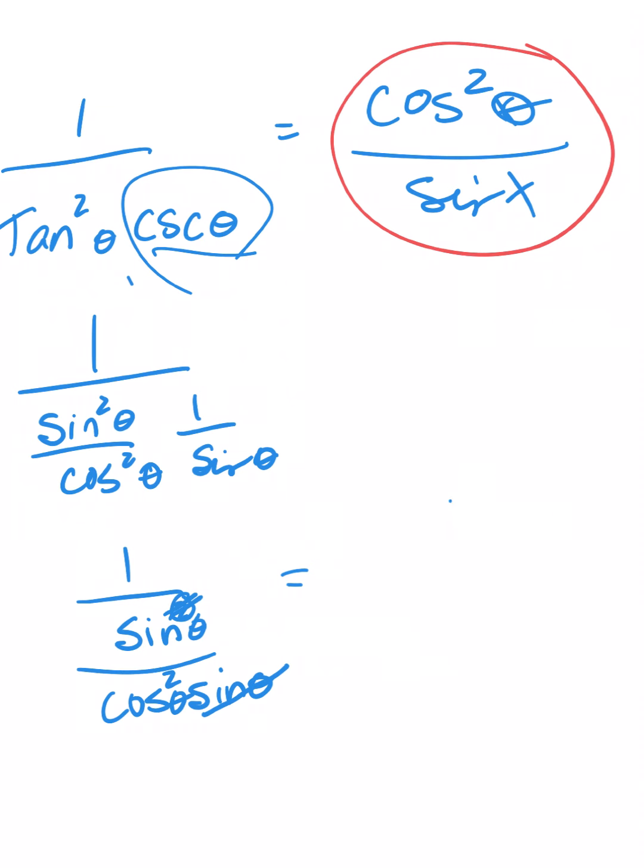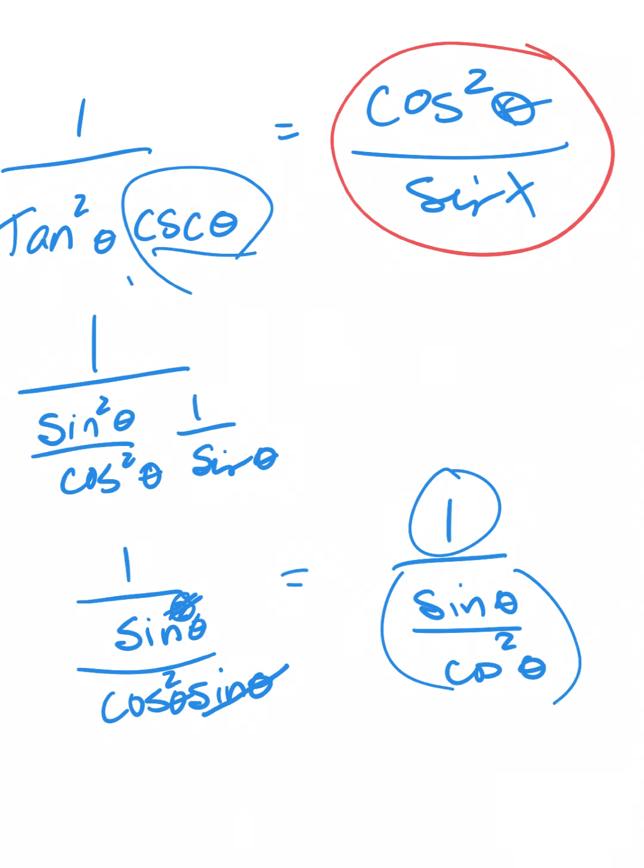So now this is equal to 1 over sine of theta over cosine squared of theta. And what did I tell you when you have a 1 over a fraction? That equals the fraction upside down. And this is a theta. So I've gotten there. I got to the right side.